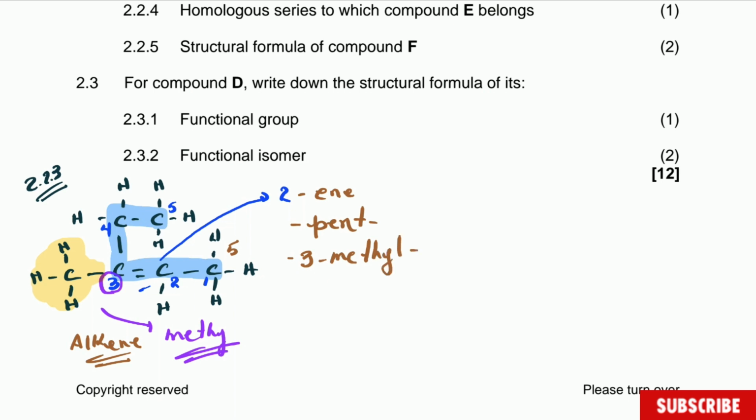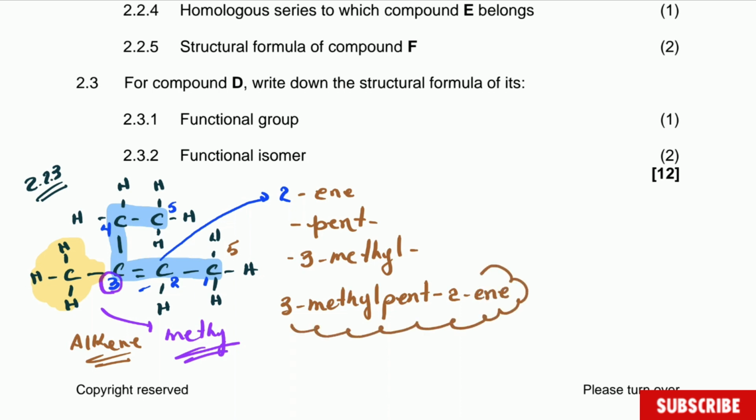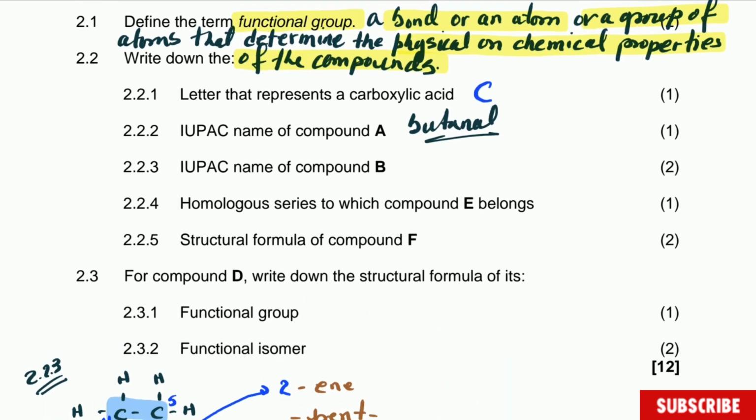So now we are going to write the name, which is the combination of all this. So what is the name going to be? 3-methylpent-2-ene. And guys, this is the name of compound B. That is the answer for compound B. Okay, so we can carry on.